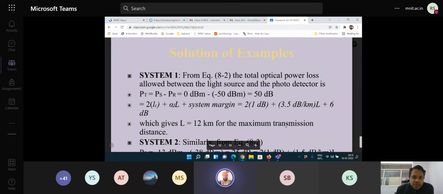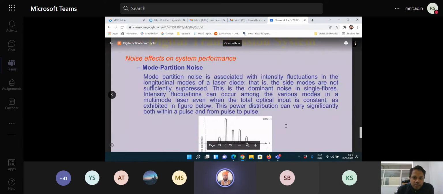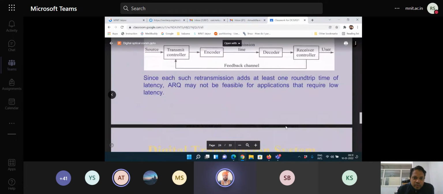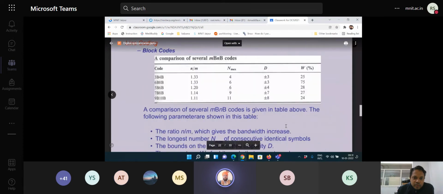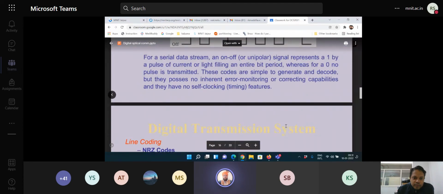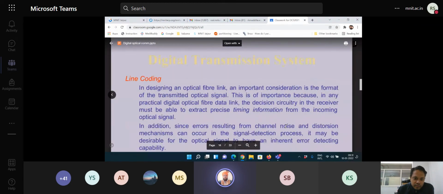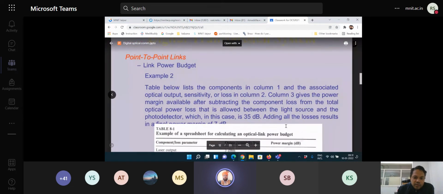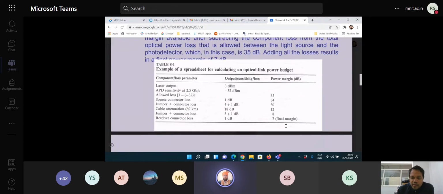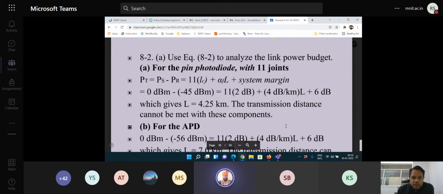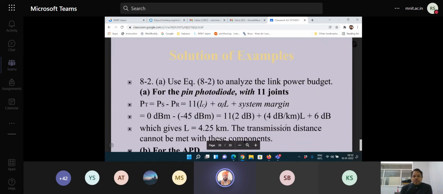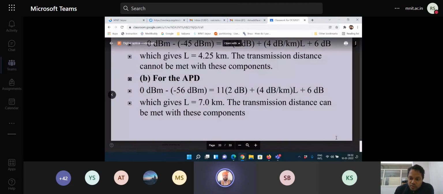So these are examples which were already given before. The solutions of these examples are given at the end. You can take a look, and I think these are quite simple enough to understand.